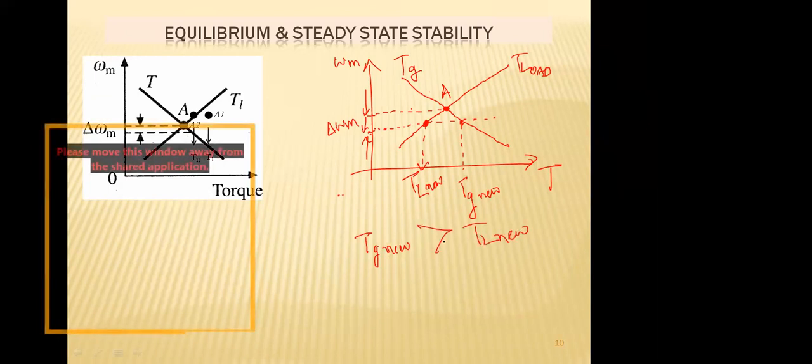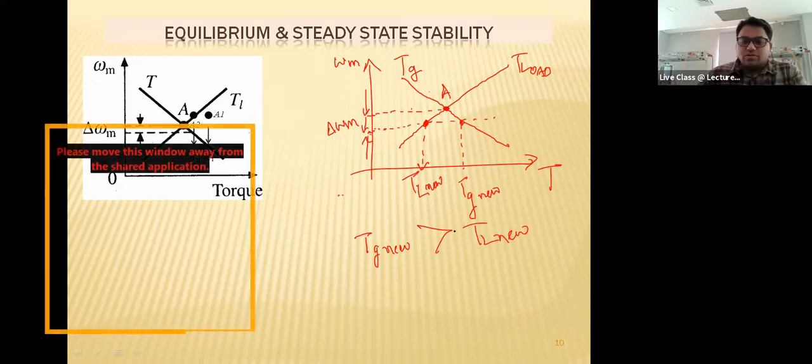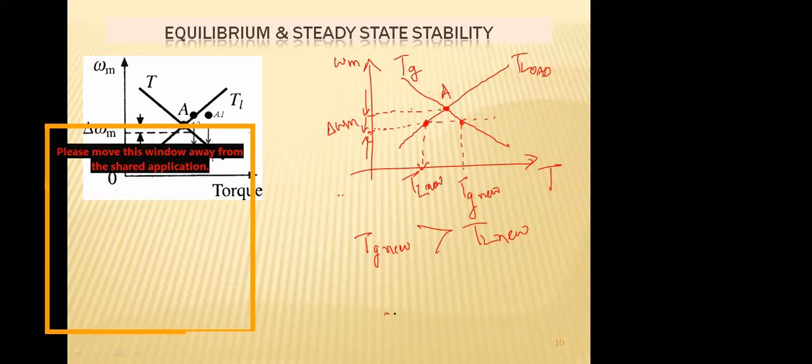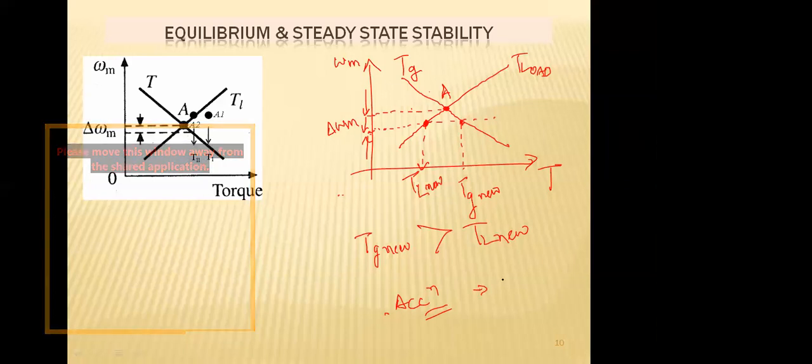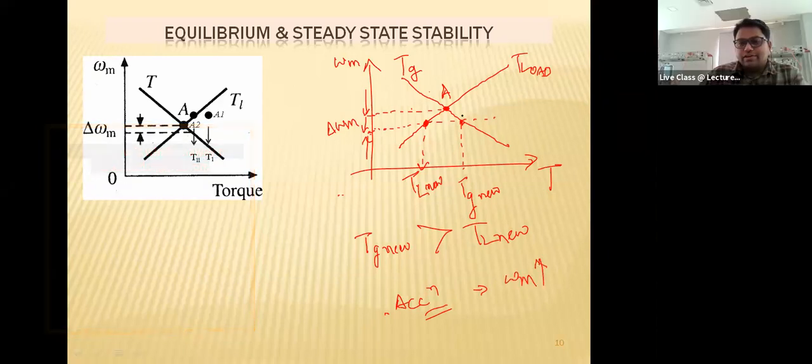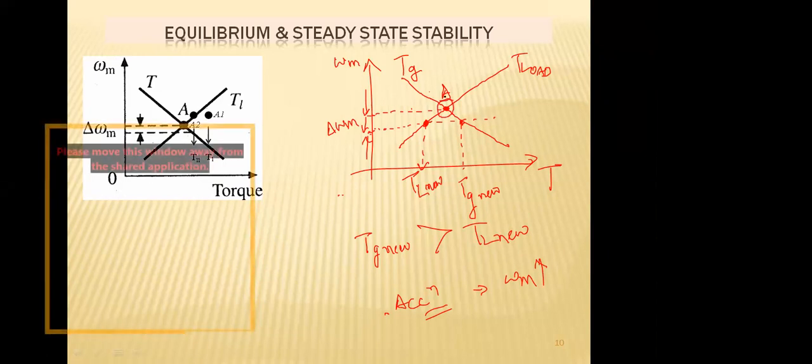So if the generated torque is greater than the load torque, what will happen? Acceleration or deceleration? Acceleration. Yes, it will accelerate. Accelerate means the speed will increase or decrease? Increase. Yes. So the omega will increase and it will try to achieve this state again, right? Yes, sir. Again, go to the reverse one.